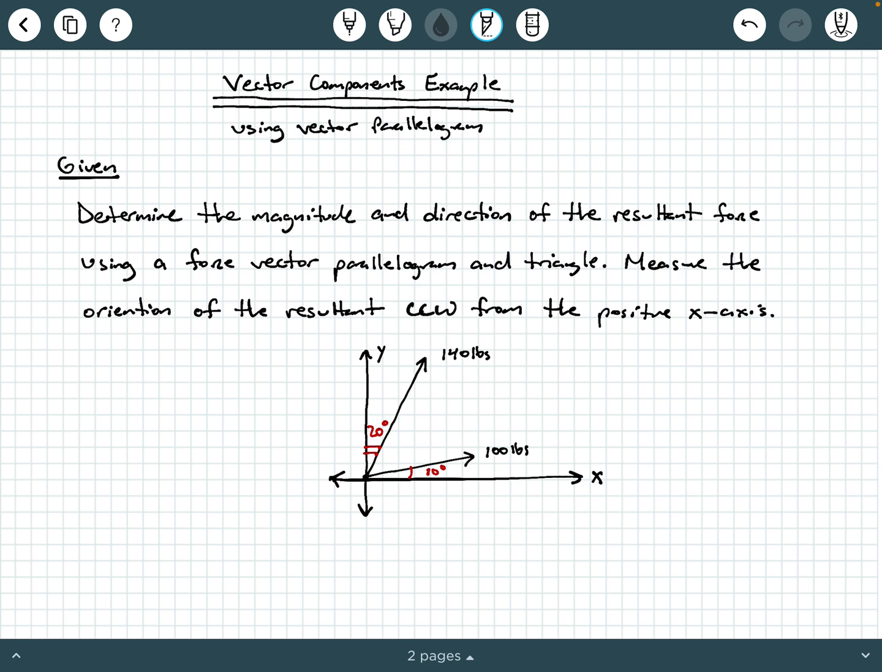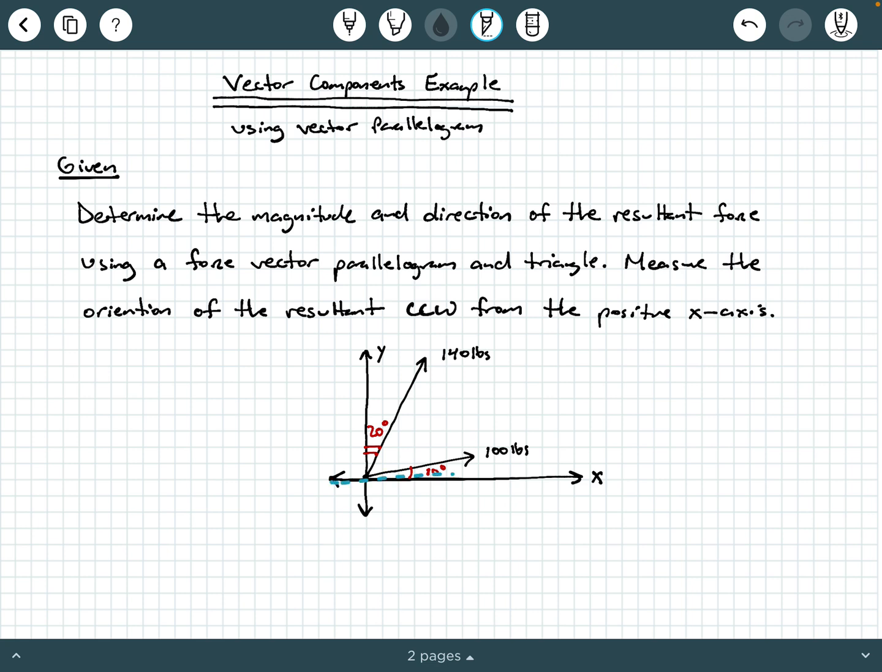In the given information, we're being asked to determine the magnitude and direction of the resultant force using a force vector parallelogram and triangle. We're also being told to measure the orientation of the resultant force counterclockwise from the positive x-axis. So let's take a look at the figure we have here.